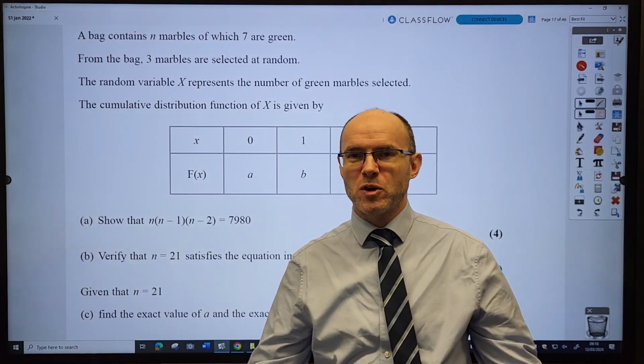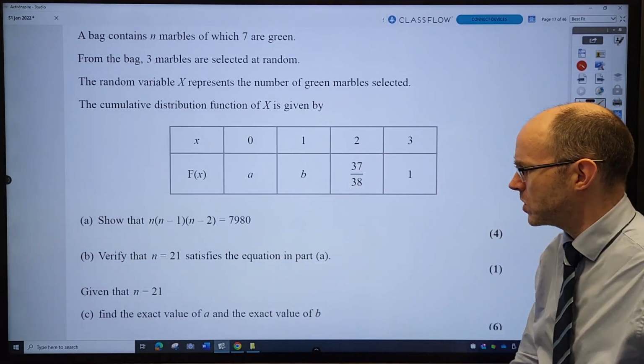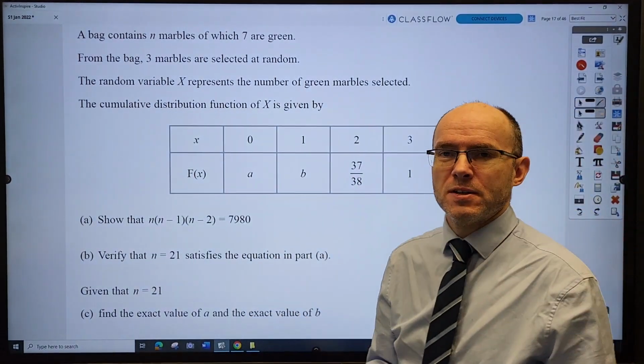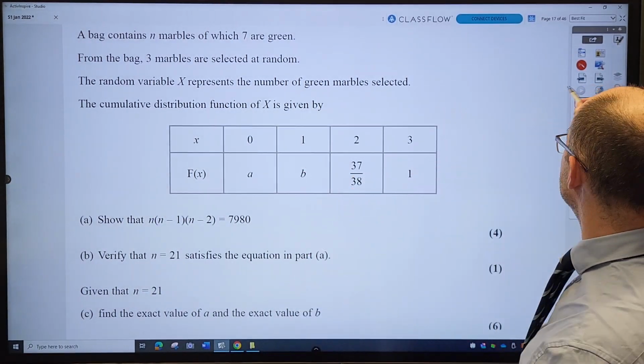Hello there and welcome. This is an exam question on probability distributions. So here's the examination question. I'm doing that every so often, so you can take a screenshot if you actually want. What I'm going to do is go through it a bit at a time.